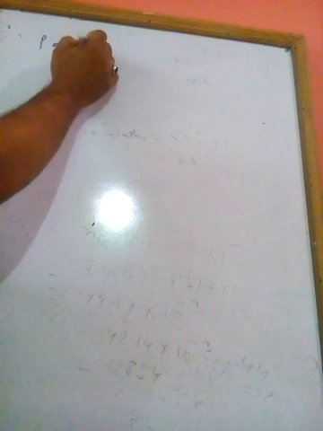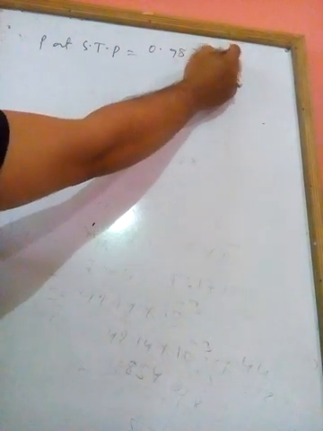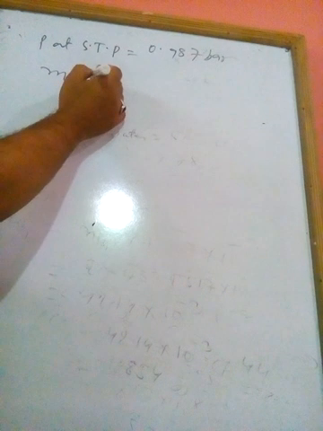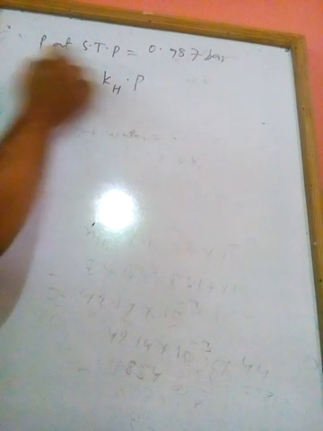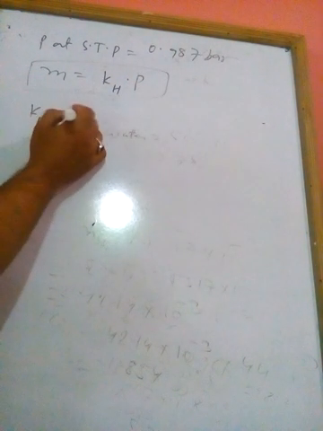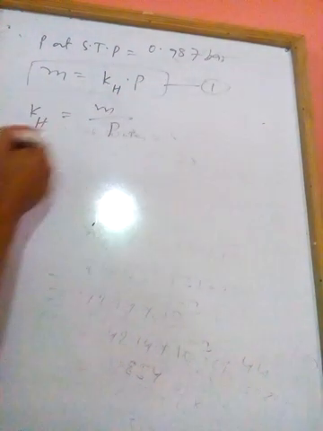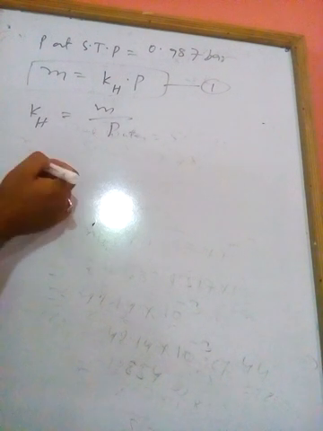The pressure at STP, as we know, is 0.987 bar, and we also know that the mass of the gas dissolved is directly proportional to P of gas, that is M equals KH into P, from Henry's law. So therefore KH is equal to M by P. From this equation we can write KH, that is called Henry's law constant. KH is equal to M by P.